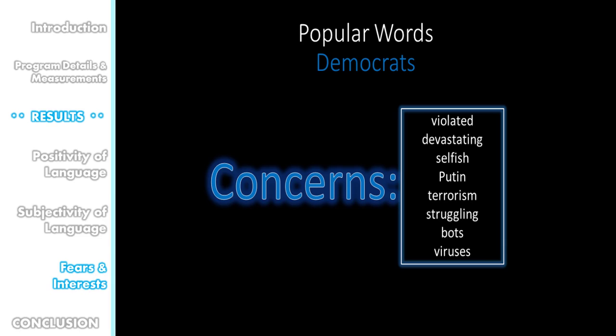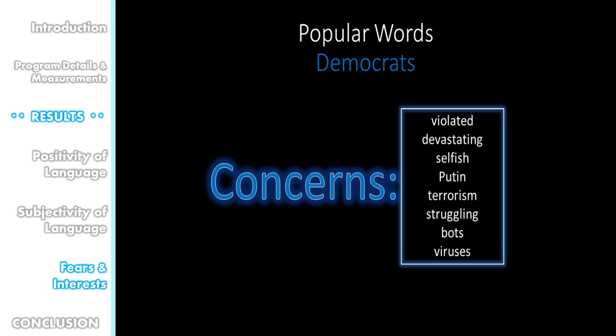They also use the word devastating much more than Republicans, and selfish. So this tells you what their values are. They're concerned about Russia, which is why you see the word Putin, and also bots, because they're concerned about Russian bots, or generally bots, which are machines that are intended to manipulate the internet.